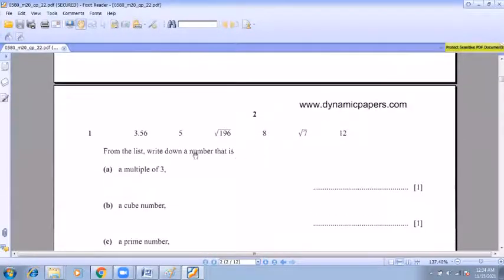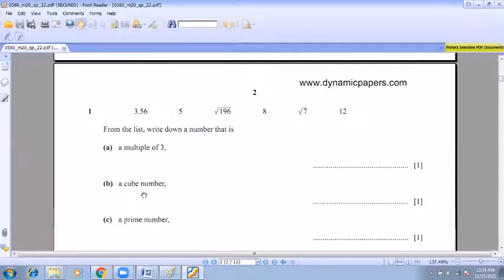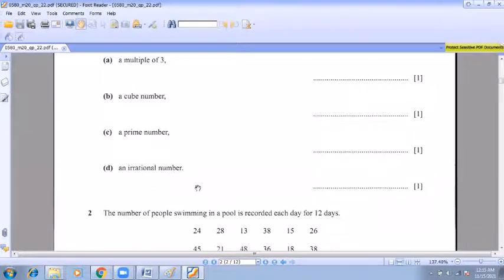Question number 1 is about numbers. We have 3.56, 5, square root of 196, 8, square root of 7, and then we have 12. So these are different kinds of numbers, and we have to sort out which numbers represent a multiple of 3, a cube number, as well as a prime number. And lastly, in this question, an irrational number.